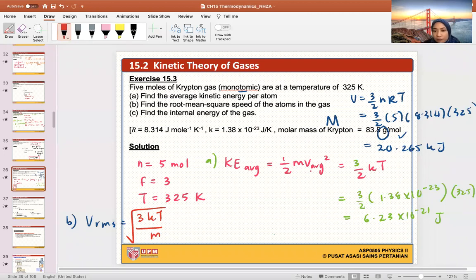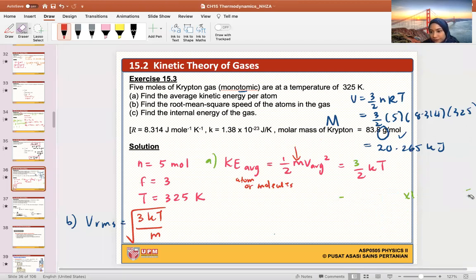So 1 over 2 mv squared, this is small m, mass per atom or mass per molecule. This is for the average kinetic energy per atom or molecule. So this small m refers to the mass of the atom or the mass of the molecule, equals 3 over 2 kT, right? And then from here, we derive the VRMS.